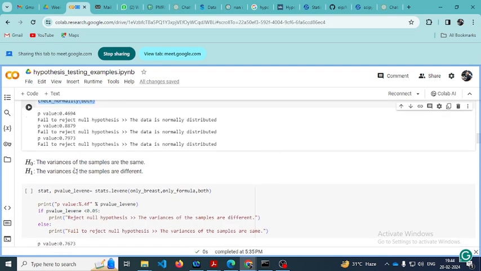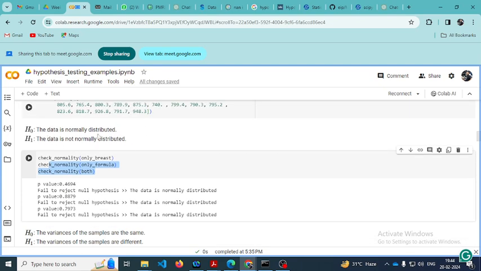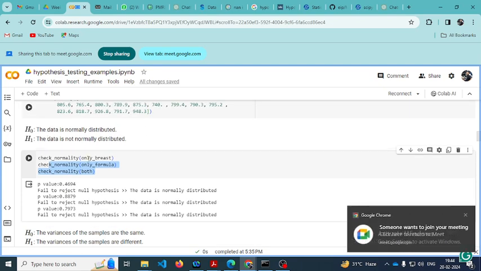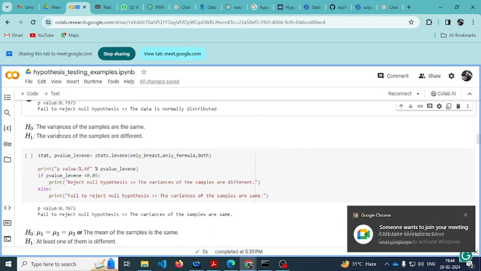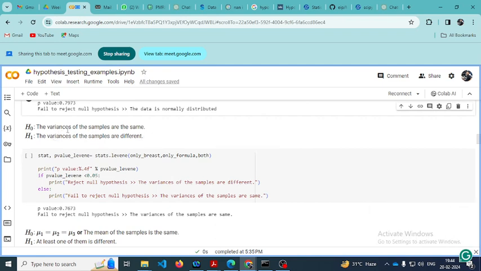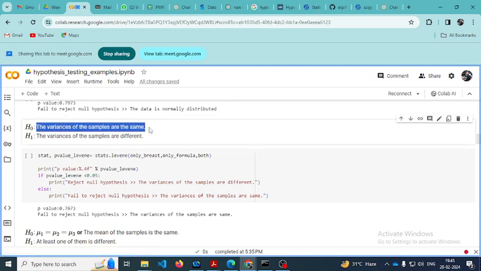Then what is your second assumption? Initially, my assumption was whether the data is normally distributed or not. The second assumption is that the variance of the samples is the same, and you need to test it. For this null hypothesis, you are going to assume that the variance of those samples is the same.